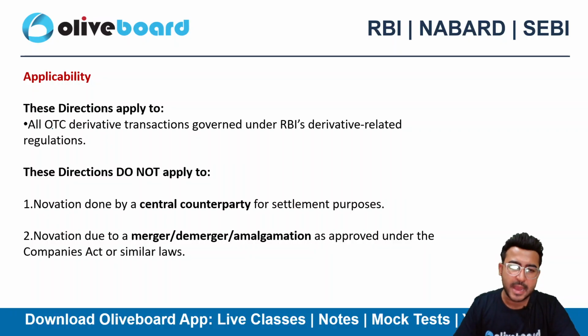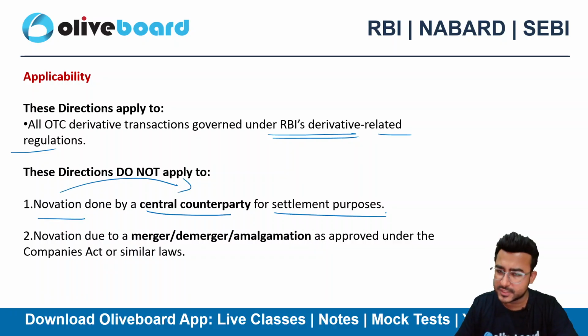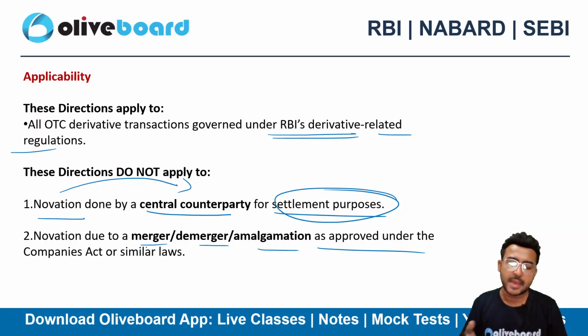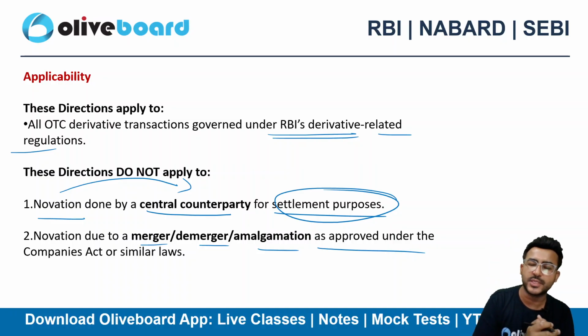These directions will be applicable on all the derivative transactions governed under the RBI's derivative related regulations, and they do not apply when novation is done by a central counterparty for settlement purposes. So if it's a case of settlement, then this won't be applicable. Novation due to merger, demerger, amalgamation, right? If merger is happening, demerger is happening, if amalgamation is happening, then in that case novation won't apply.